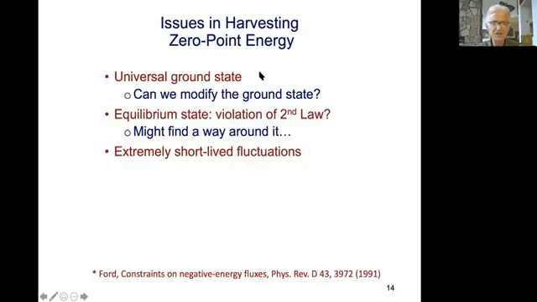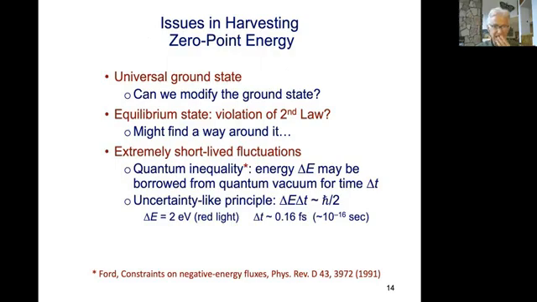And so here we come back to these extremely short-lived fluctuations. This gets into the notion of, again, the uncertainty principle, the delta E, delta T, that is uncertainty in energy and uncertainty in time. And there has been proposed by a physicist, Larry Ford, that there's a quantum inequality. The quantum inequality says that an energy, delta E, may be borrowed from the quantum vacuum for a time, delta T. Then it has to be repaid, and it has to be repaid with interest.